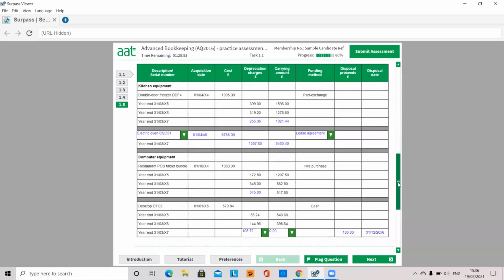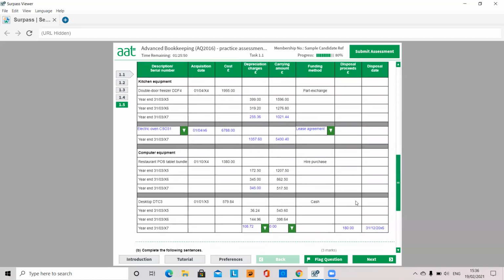As far as this desktop is concerned that we sold, okay, so again, 1st of the 1st is when we purchased it in 2000x5, and we bought it for 579.84. So again, same process, we divide it by 4, so 579.84 divided by 4 is 144.96 per year. That's the depreciation charge. But bear in mind, we bought it on the 1st of the 1st. So we've got January, February, and March. So for this one, that only represents 3 months.